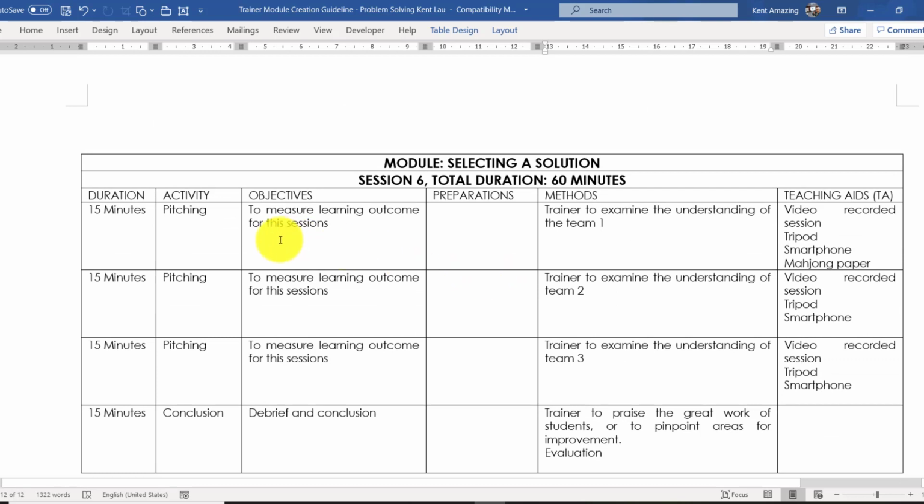Finally, the last 15 minutes or so, the trainers will evaluate, debrief, and give them some praise. That's what people are looking for.